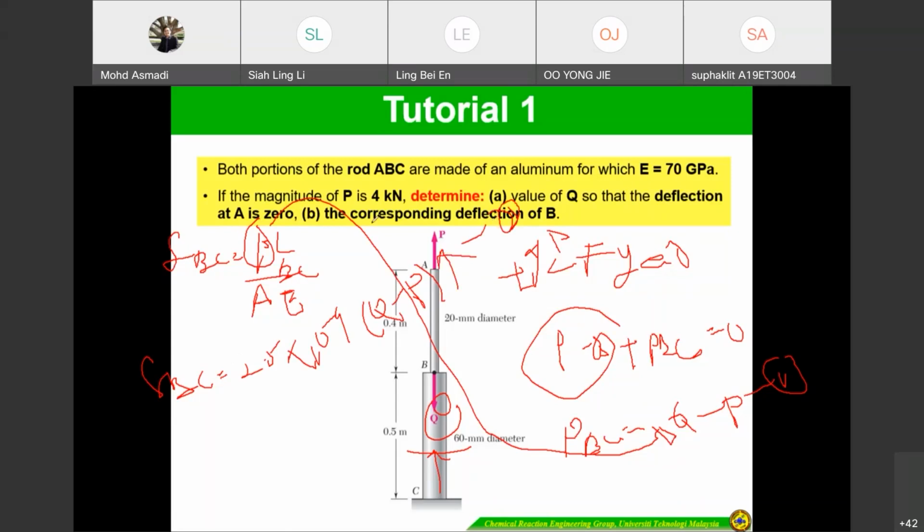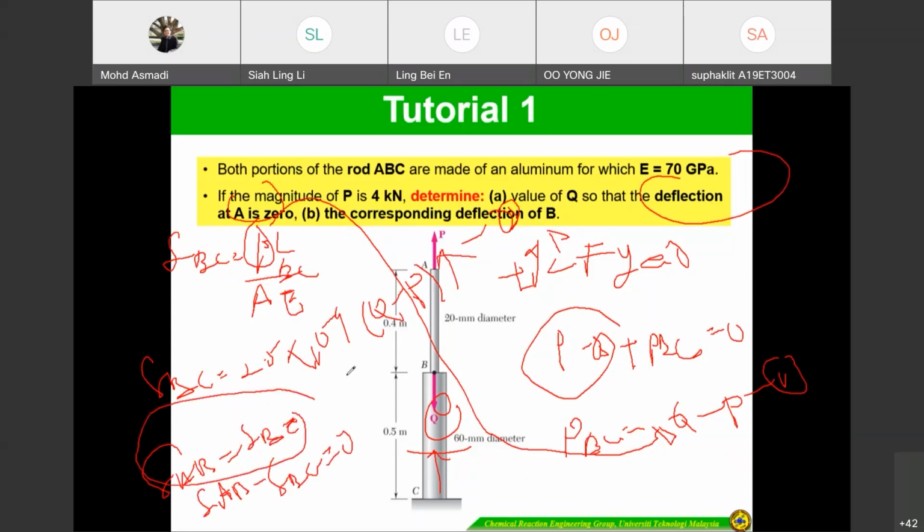So it said that deflection at point A is equal to 0, meaning that delta AB minus delta BC equal to 0. So you can get delta AB equal to delta BC, because it is stated that it should be 0. So this is actually delta AC, equal to 0.